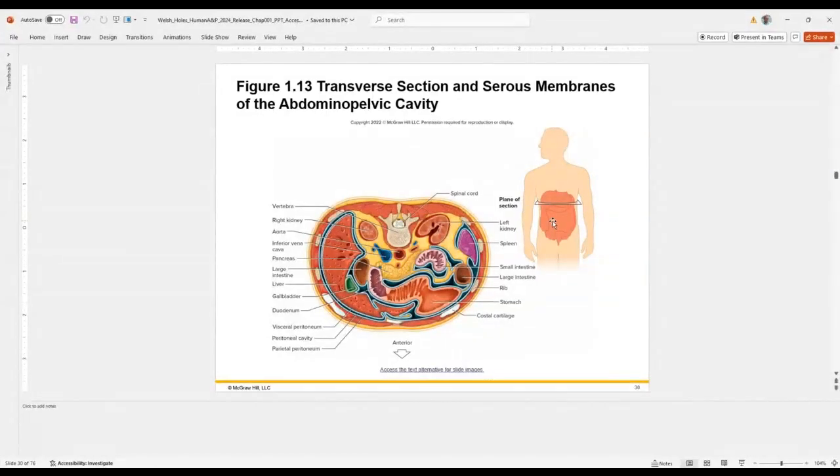If we go down through the abdominal pelvic area, then again, you see several organs, and all of those have the membrane on them. We call all of those peritoneum. So again, visceral, parietal, peritoneum.